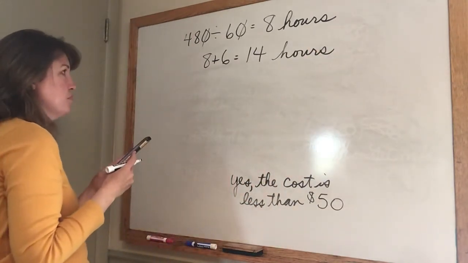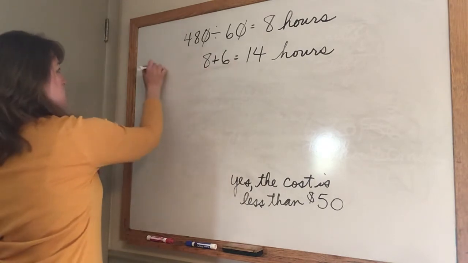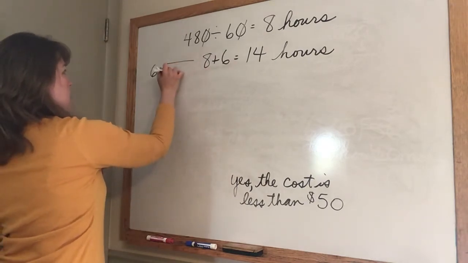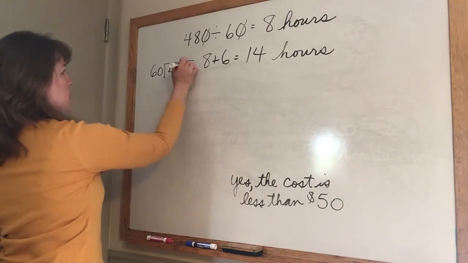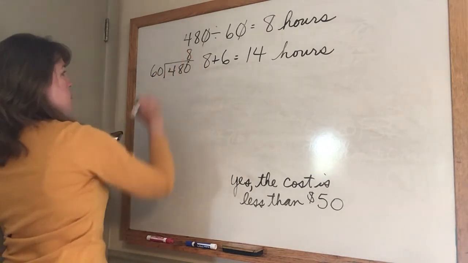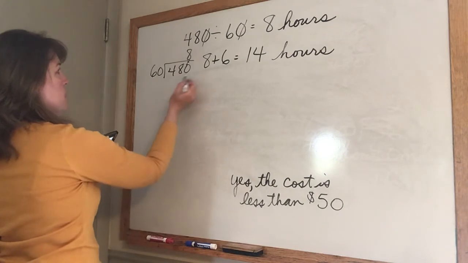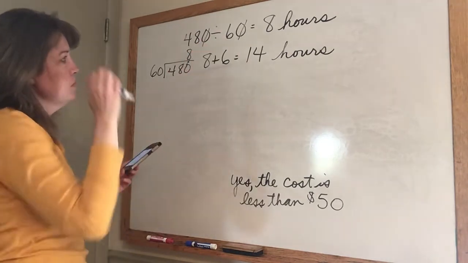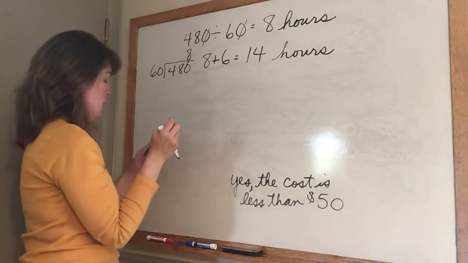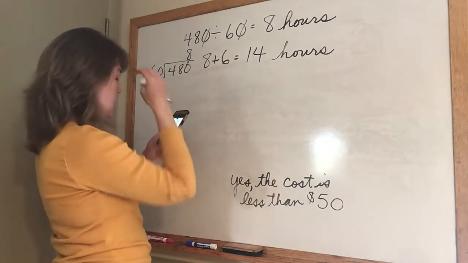Okay, so back up to here, 60 into 480 would be 8. But we can do it mentally by taking the zeros off. I was multiplying, not dividing, in my head.